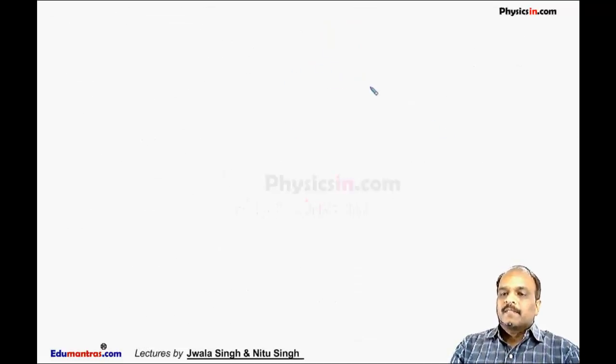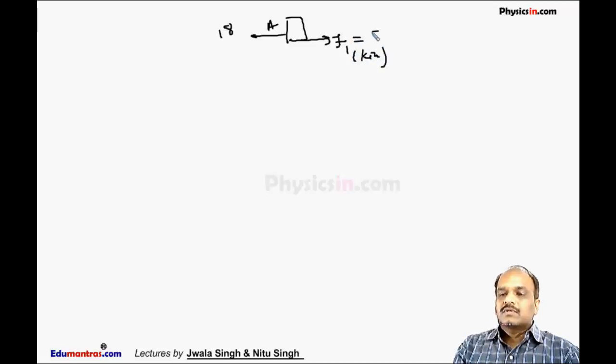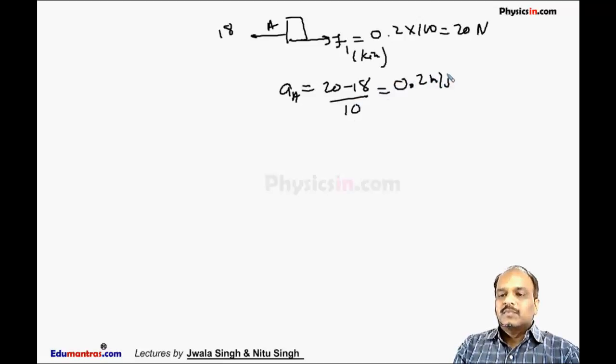Now I will draw the free body diagram of block A. I will write this F1, and this is 18. So F1 is kinetic, and that is equal to 0.2 times N1. N1 is 100, so it is equal to 20 Newton. Now we know there is sliding between A, B and C. So the acceleration of block A is 20 minus 18 divided by 10, that is equal to 0.2 meter per second square.